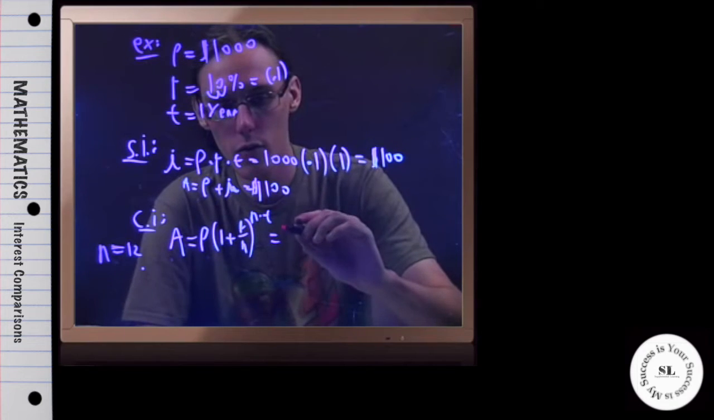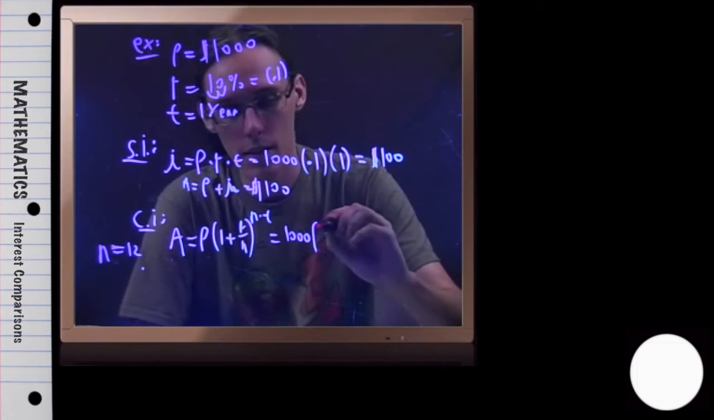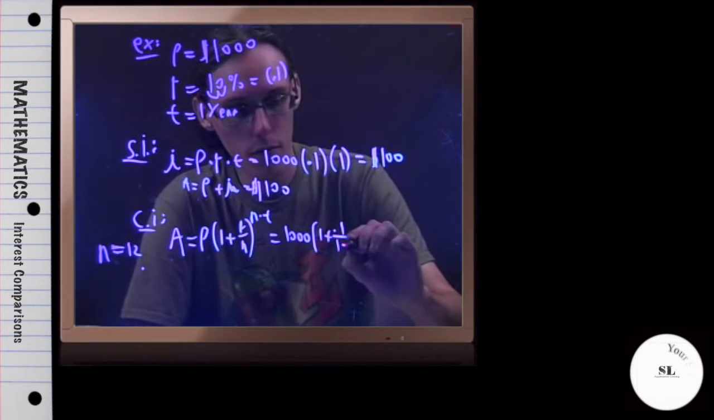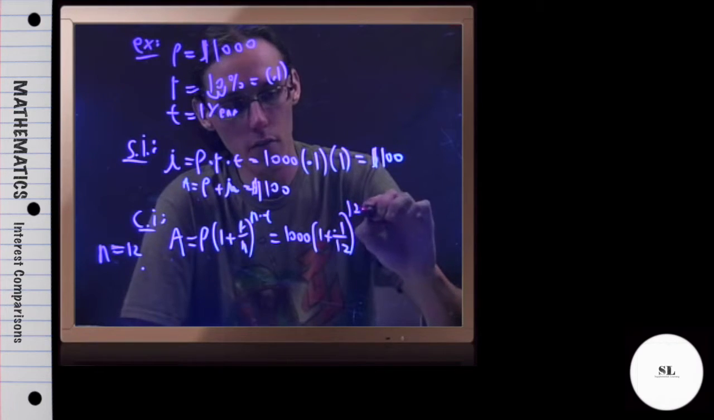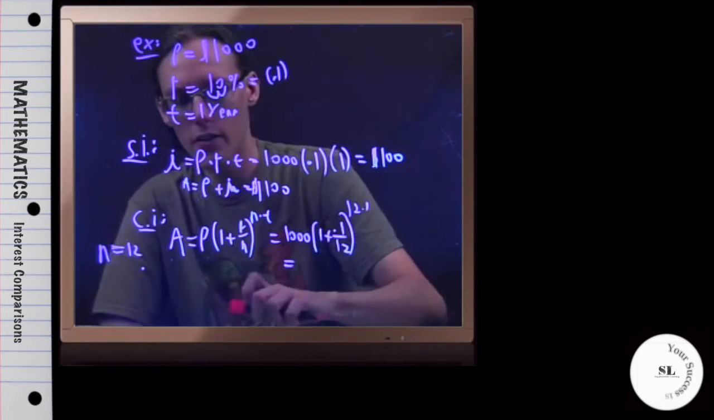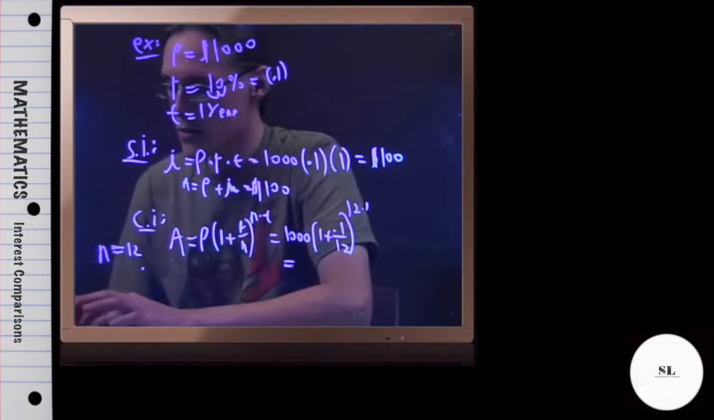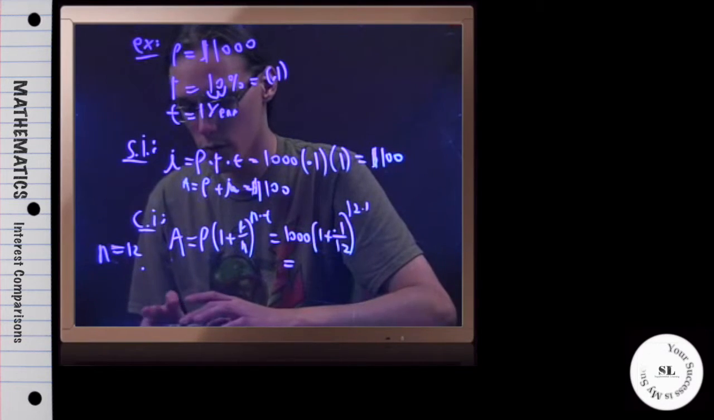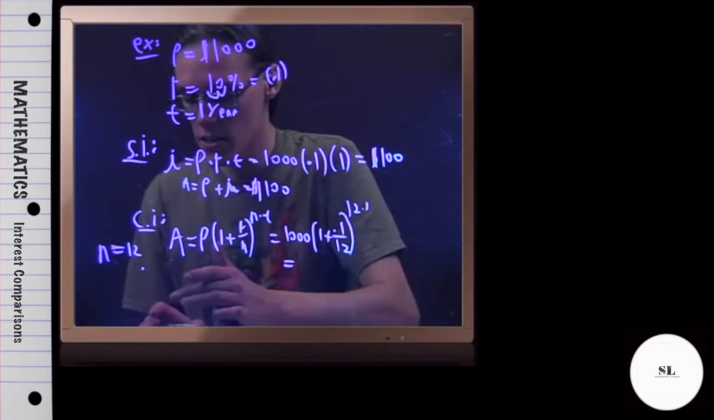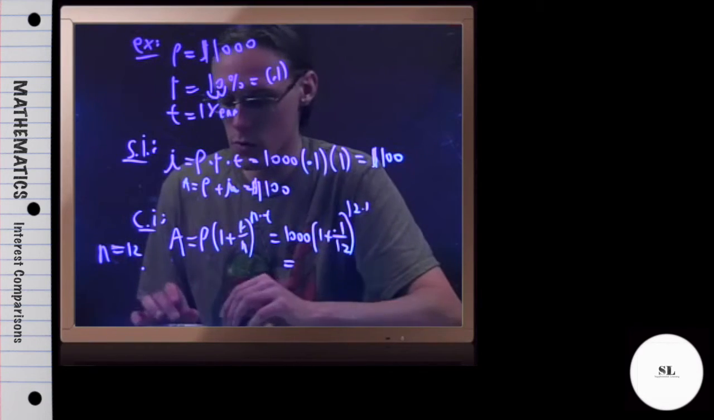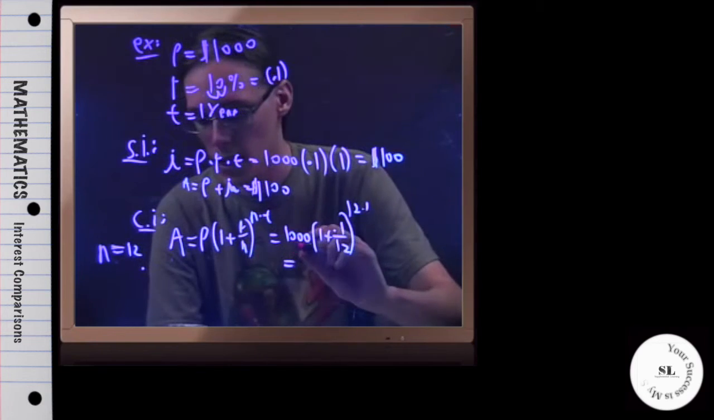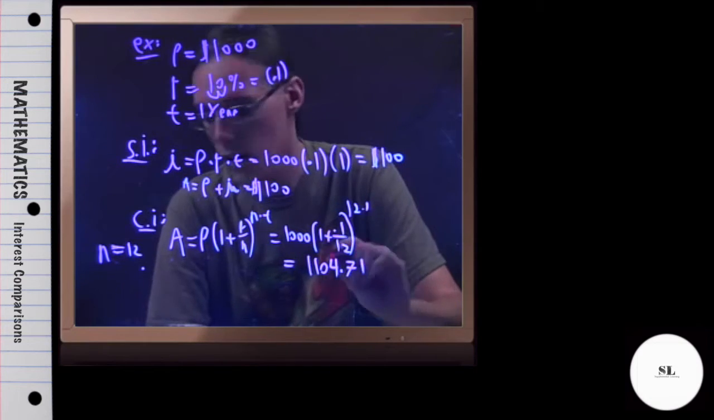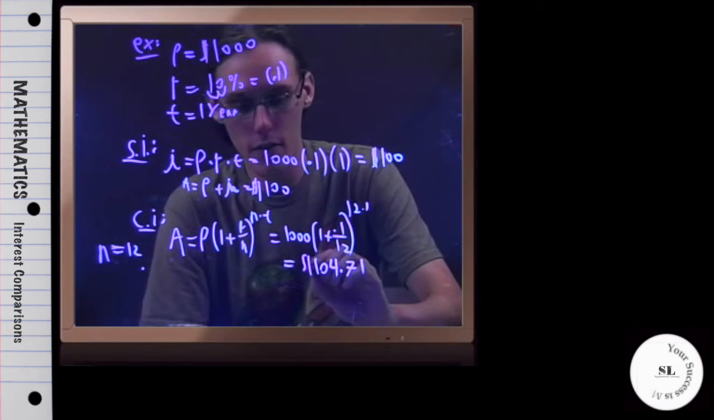So if I plug everything into the formula here, 1,000 times 1 plus my interest rate of 0.1 over the number of compounds, 12, all raised to the 12 times 1. If I throw this in the calculator, let's see what we get. I do 1,000 times 1 plus 0.1 divided by 12, close the parentheses, and raise it to the 12 times 1, which is just 12, so raise it to the 12th, and we get $1,104.71. Your calculator says 713, so that's about 71 cents.